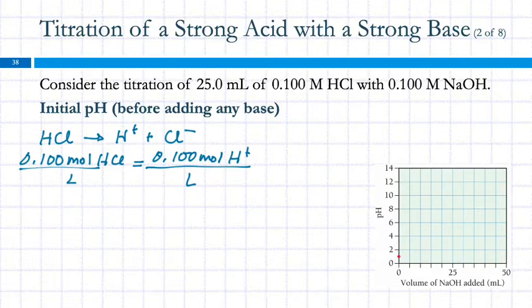So the pH is the negative log of the hydrogen ion concentration, which is 0.100 molar, and so that is equal to 1.00. And here we have our first point on the graph. Any questions?